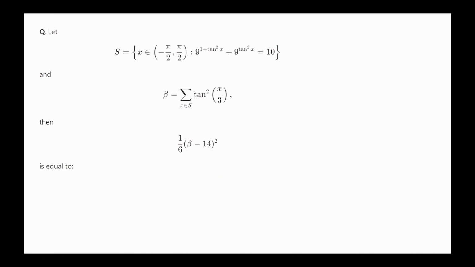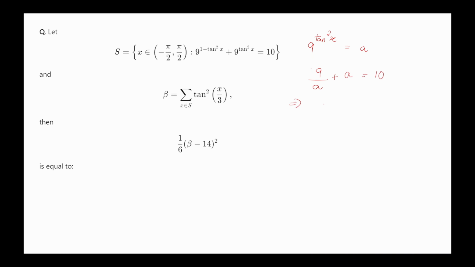Let s equal to, this is the equation given to us. So in this question, what is the first step that we are going to take? First, we'll assume that 9 to the power tan square x is equal to, let's say, a. I'll assume it to be a. So what is the equation that we would have? This is 9 to the power 1 minus tan square x. So I can write it down as 9 by 9 to the power tan square x. So it would become simply 9 by a plus a equals 10.